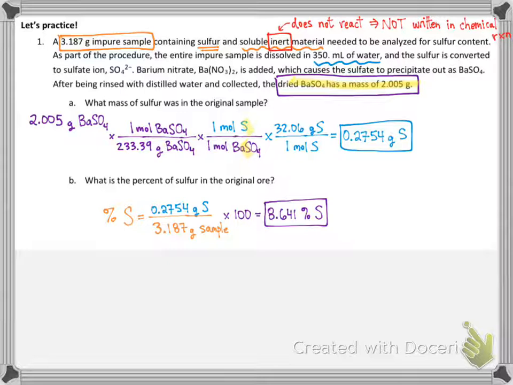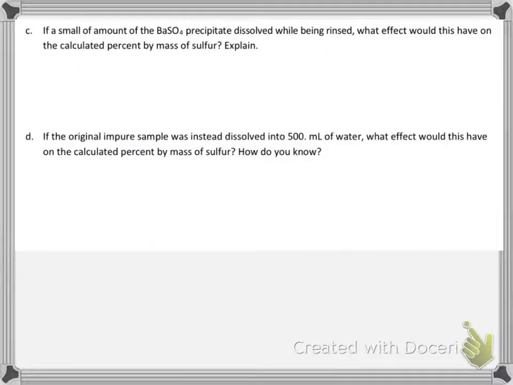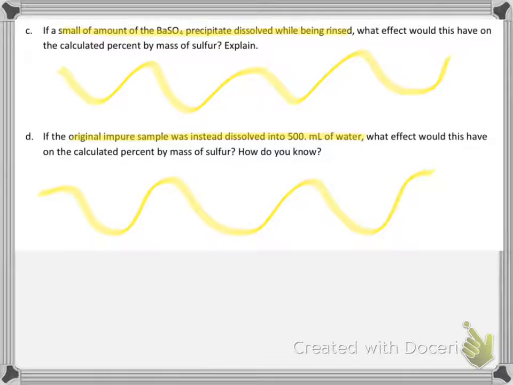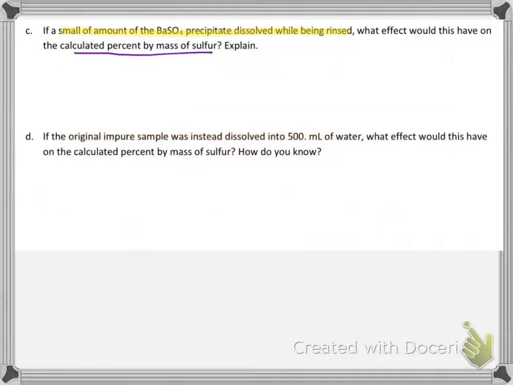And now let's take a look at a couple of error analysis questions. The first one wants to know, well, if a small amount of the barium sulfate precipitate dissolved while being rinsed, what effect would this have on the calculated percent by mass of sulfur? The second one wants to know, well, okay, what if the originally impure sample was originally dissolved in 500 milliliters of water instead of the 350 that it was originally? What effect would that have? And you know what? You're going to try these because this is definitely somewhere we all need practice, making sure we can efficiently but specifically answer error analysis. So please pause the video, take a moment, and then we'll go over the answers.